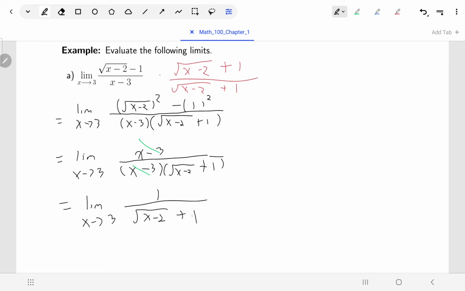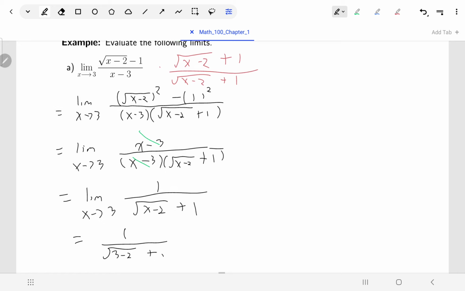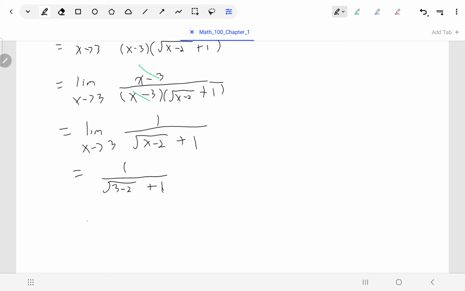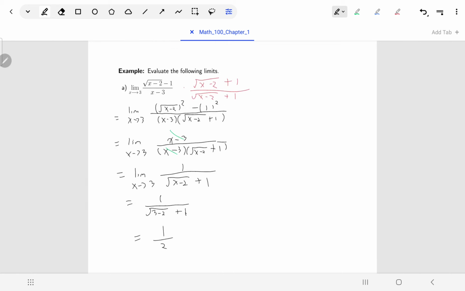I'd have 2 in the denominator. This would be a real number, so I feel good about this. I can do direct substitution and say that my limit is 1 over 1 plus 1, which is a half.